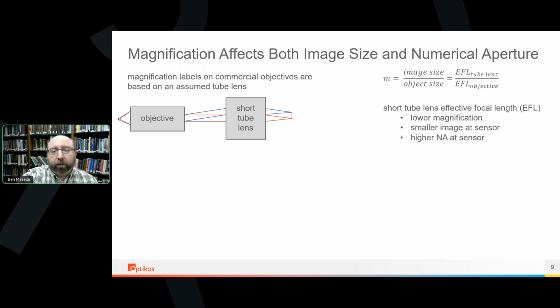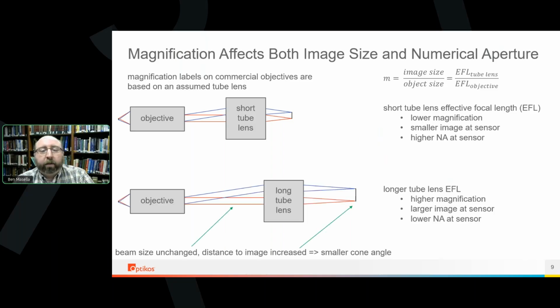For example, if you have a shorter tube lens, then you'll have lower relative magnification, where the image will be smaller on the sensor, but the numerical aperture will actually be higher. But if you pair that same objective with a longer focal length tube lens, the beam size doesn't change out of the objective, but the distance to the image increases. So the cone angle of light coming to the image is going to be smaller, which results in a smaller numerical aperture for that system.